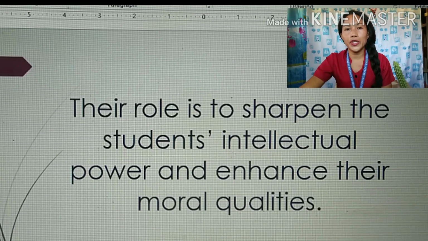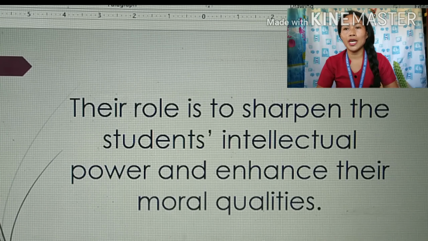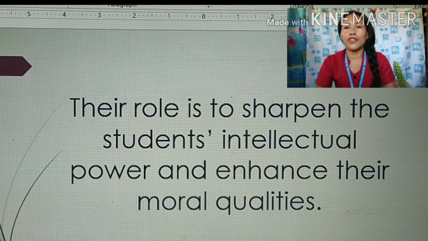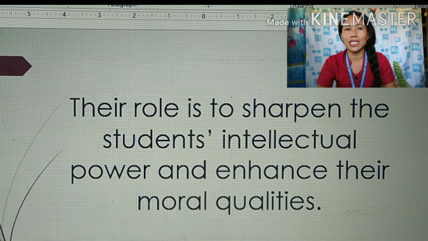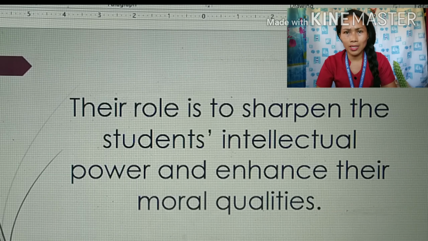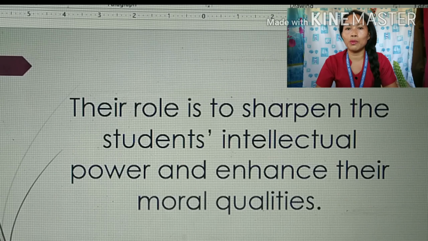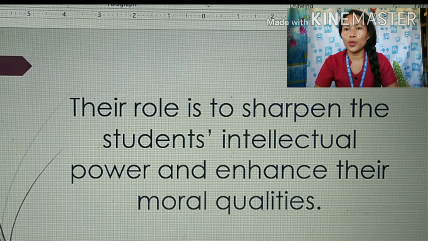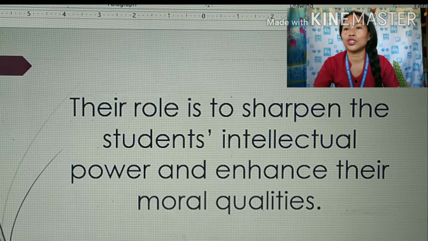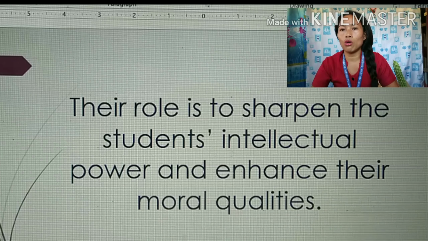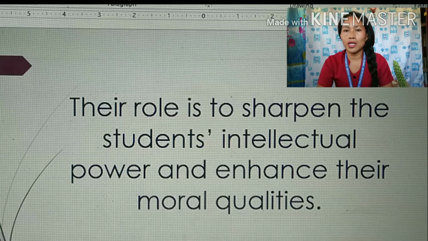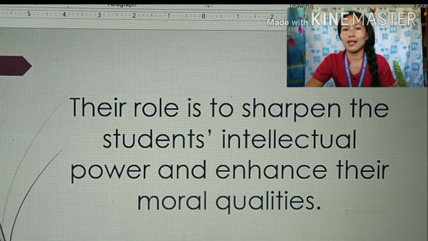So that's the very reason the perennialist teacher believes their role is to sharpen the students' intellectual power and enhance their moral qualities. Each student has their own potential. So do you believe that? Yes. As teachers, we need to know that our students have their own potential. So the role of the teacher is to help students nurture their multiple intelligences.